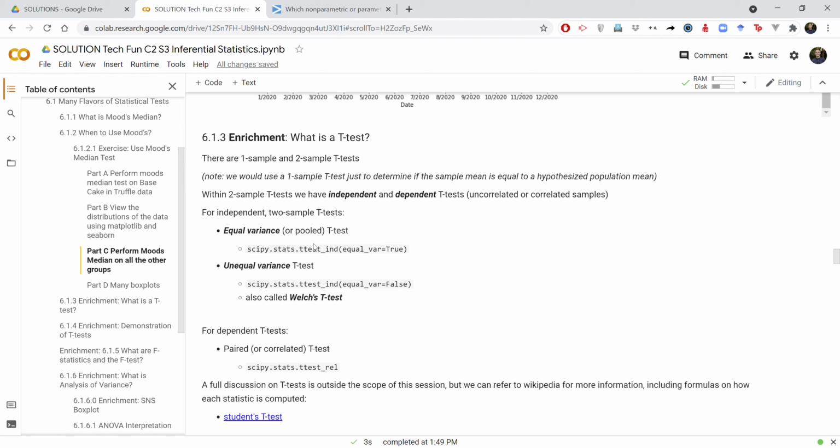For independent two-sample t-tests, we would call upon SciPy with scipy.stats.ttest_ind and then set the equal variance parameter to true. To do the same with the unequal variance two-sample t-test, we would call upon the same module but set equal variance to false. By the way, this is also called Welch's t-test.